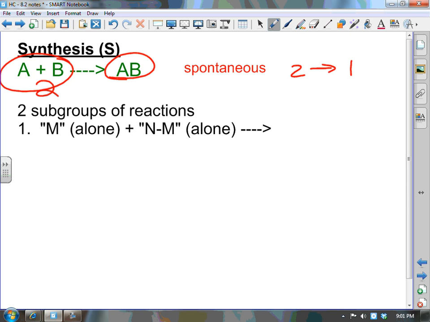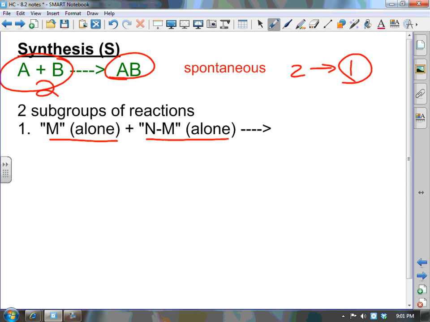There are 2 subgroups of reactions. The first subgroup is where we have a metal by itself, and it reacts with a nonmetal that's by itself. This basically goes back to the simple naming examples that we did back in chapter 7. And if they react, they're going to go together.